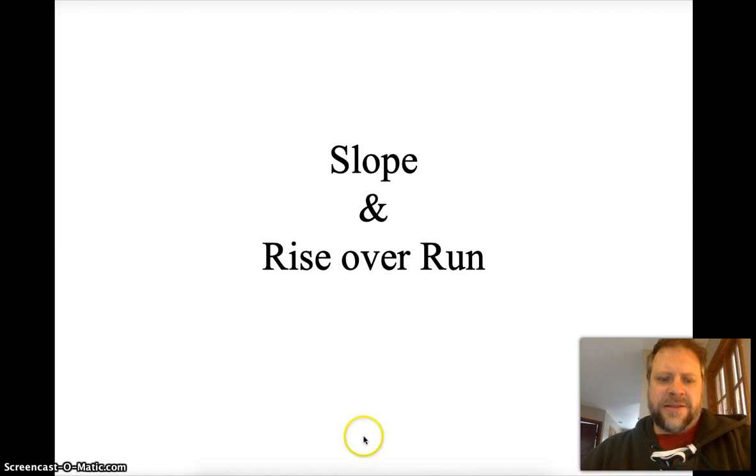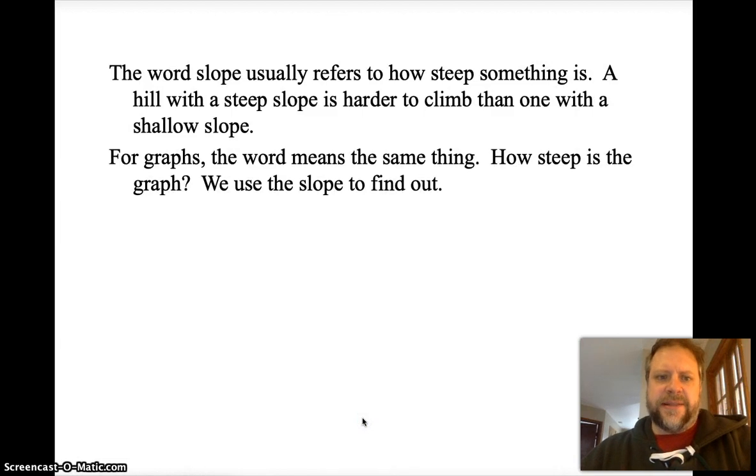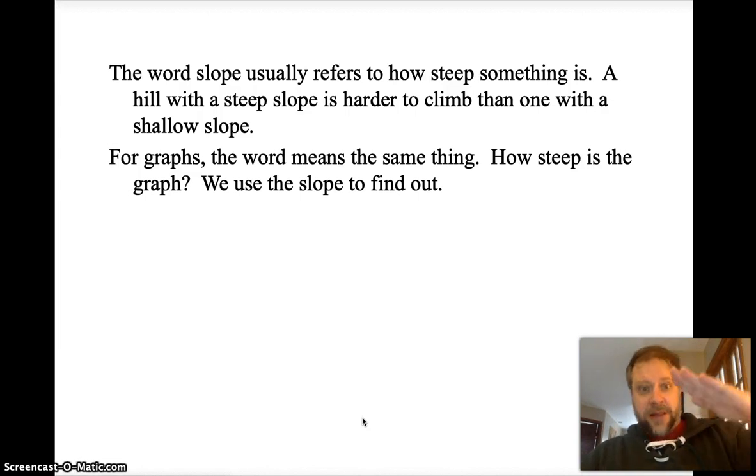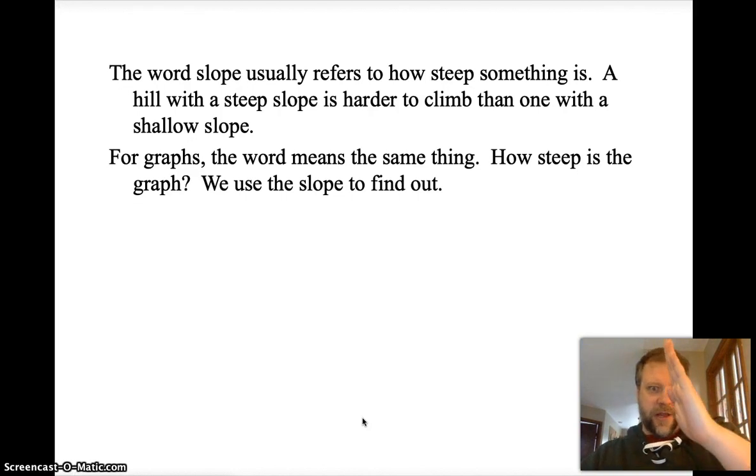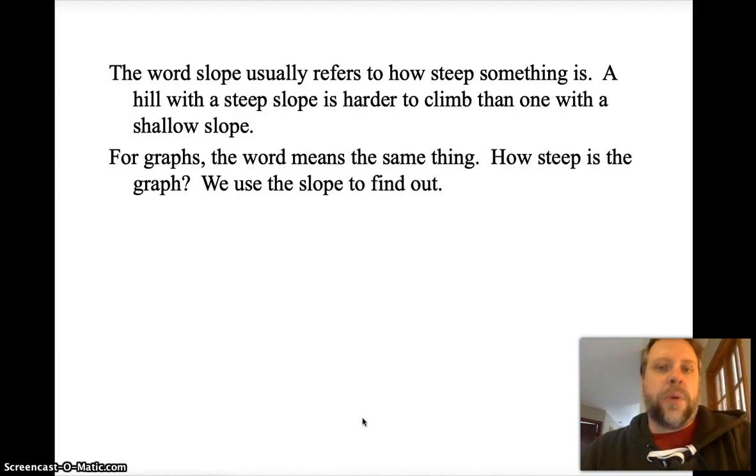So let's start by talking about the slope of something. The word slope means how steep something is. A hill that has a steep slope, goes up, is harder to climb than one with a shallow slope, right? That's an easy climb. That's a really, really hard climb. For graphs, that is exactly the same thing. How steep is the graph? Does it go up a lot, or does it just kind of go a little bit? And so we use the slope of a graph to tell how steep it's going to be.